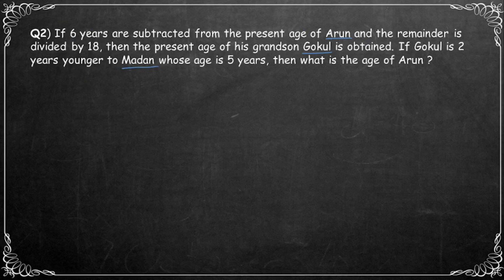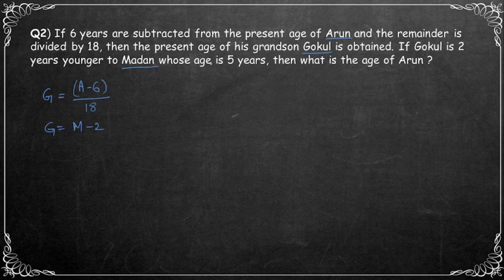If 6 years are subtracted from the present age of Arun, that means we take the age of Arun and do minus 6, and then the remainder is divided by 18. The present age of his grandson Gokul is obtained. So this much is equal to Gokul's age. Now if Gokul is 2 years younger than Madan, that means Gokul's age is equal to Madan's age minus 2. Younger, right? So Gokul's age will be lesser than Madan's. So that means it is minus 2.